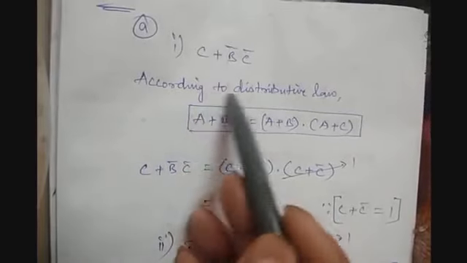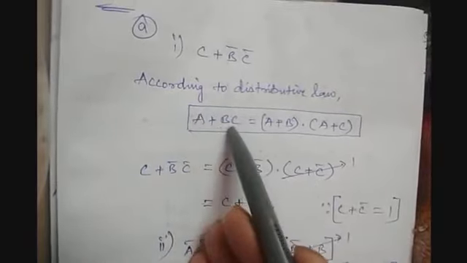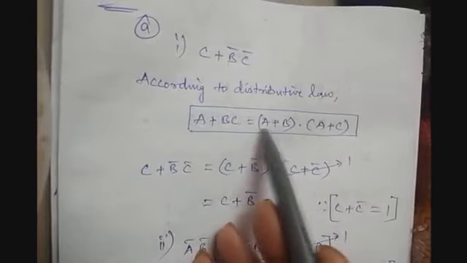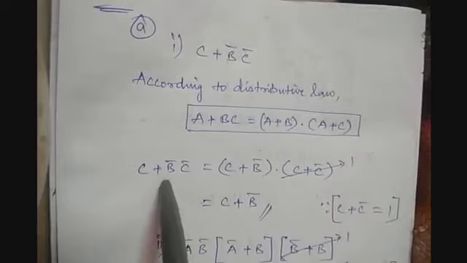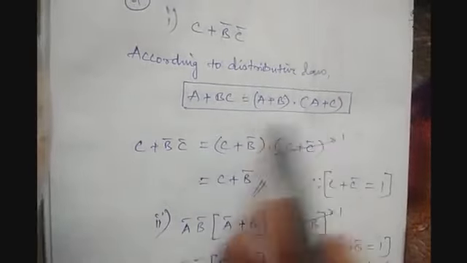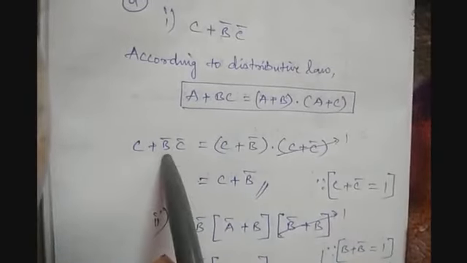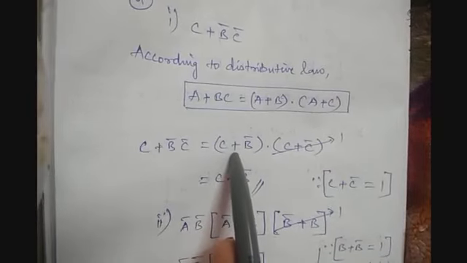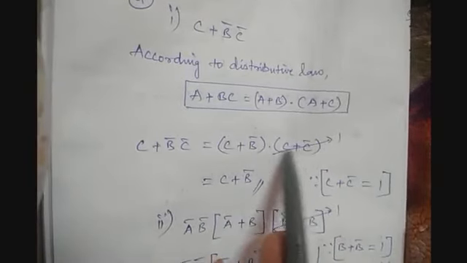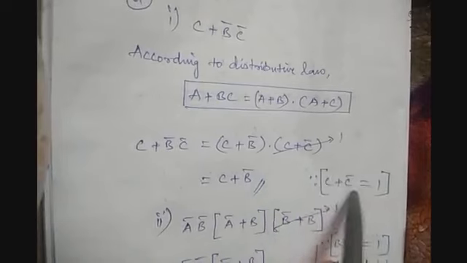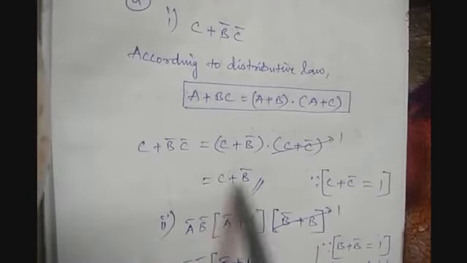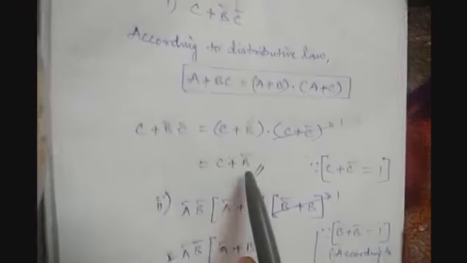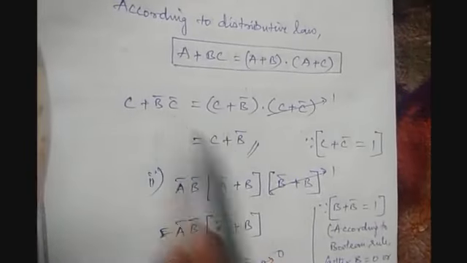See, first step, according to the distributive law, A plus B into C, I can write as A plus B into A plus C. So according to this distributive law, we can write this as C plus B bar into C plus C bar. C plus C bar is equal to 1 according to identities. So finally I got C plus B bar as the simplified form of this one.